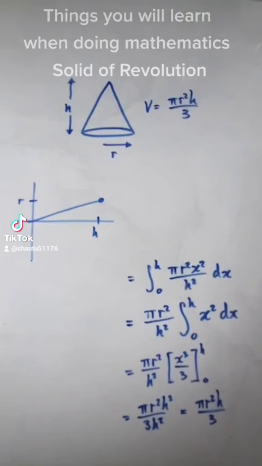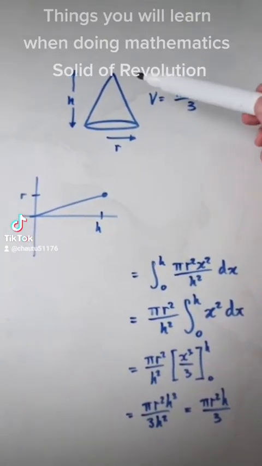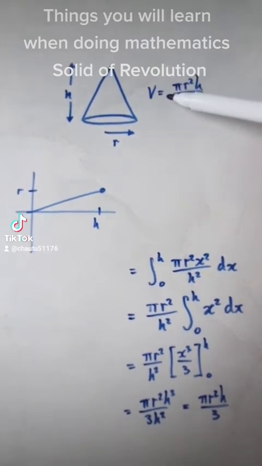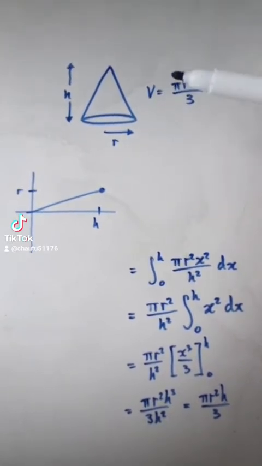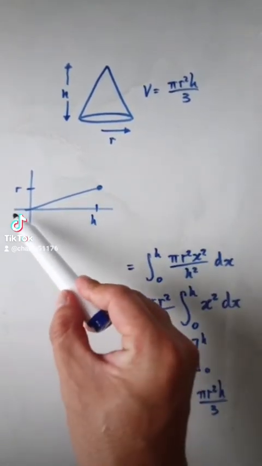Things you will learn when doing mathematics. Solid of revolution. So we've seen that the volume of a cone is given by this formula. Solid of revolution allows you to understand where this formula comes from. So start out with a straight line.